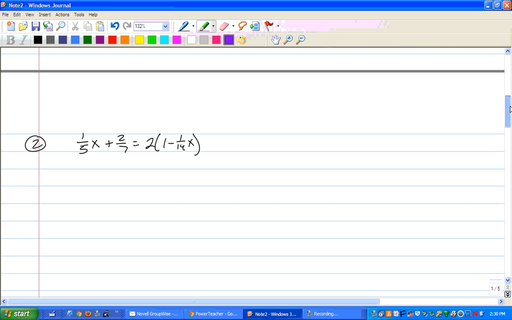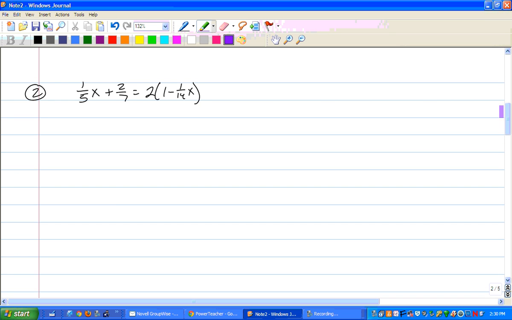All right, let's try another example. First step, distribute. You can only distribute on the one side. So 1 over 5x plus 2 over 7 stays the same. 2 times 1 is 2. And then we need to do 2 over 1 times 1 over 14, which equals 2 over 14, which is the exact same thing as 1/7.